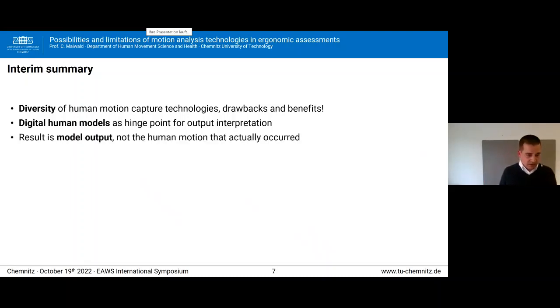And what is rarely pointed out is that all these results you see, maybe from scientific presentations to presentations done in the industry, the result of a motion capture or motion analysis procedure is always a model output and is not the real human movement that actually occurred. They may be closely related to each other, but it depends on the complexity of the human model that is employed.